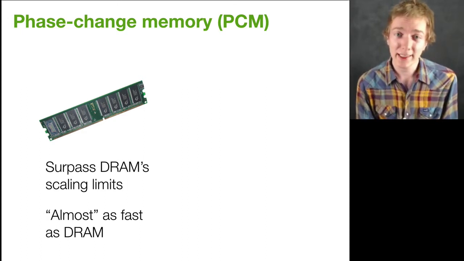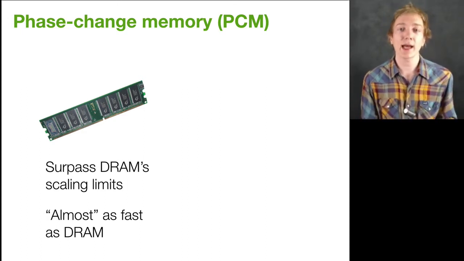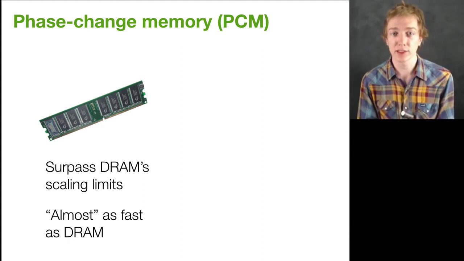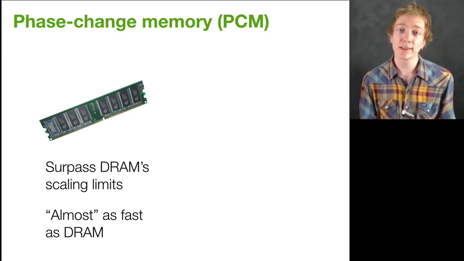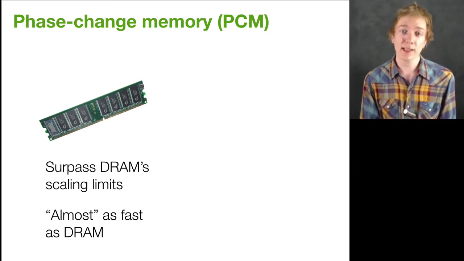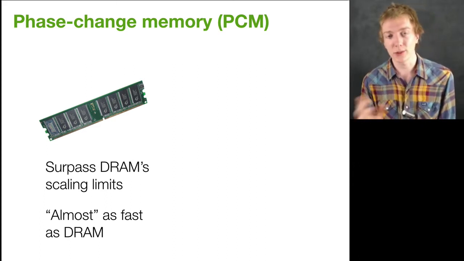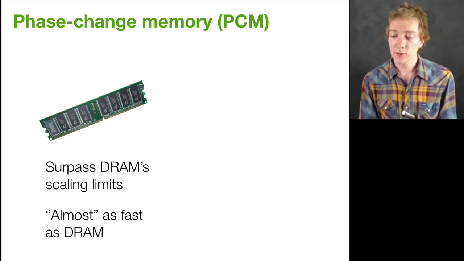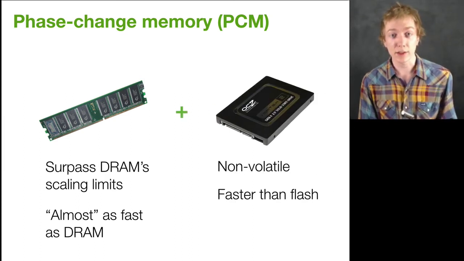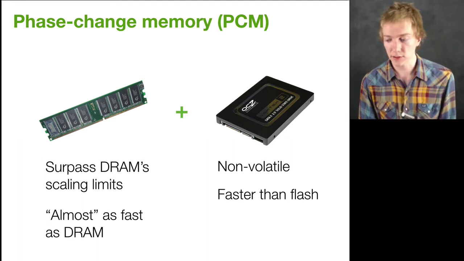First of all, we're excited because it is likely to surpass the scaling limits that are upcoming for DRAM. It's likely that in the next few years, DRAM will stop scaling as well as it has in the past, and we'll need a new technology like PCM to scale further. It's also almost as fast as DRAM, for some definition of almost, and we'll get to that later. What it brings from the flash side of things is that it's non-volatile. It has this interesting property that it doesn't need power to maintain data, unlike DRAM. It's also likely to be much faster than flash.